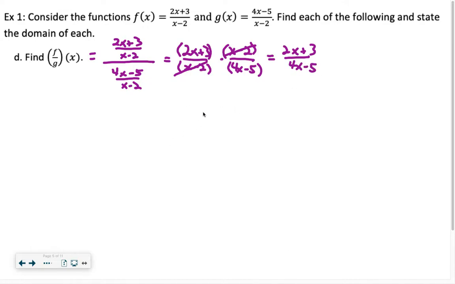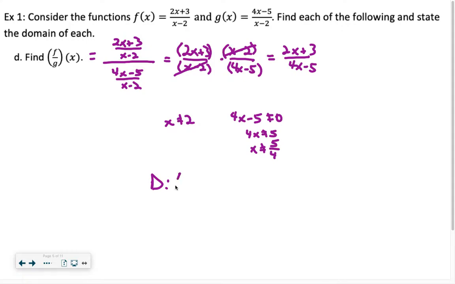Now, the domain here, okay, we want to think about anything that ever shows up in the denominator, right? So the x minus 2's, even though they don't show up in my final simplified answer, they did show up in the denominator at one point. That means I still have to exclude the value of 2. But now I also want to look at this denominator, and I want to say that 4x minus 5 cannot equal 0. So I would add the 5 over, divide by 4, and we're going to say that x can also not equal 5/4.